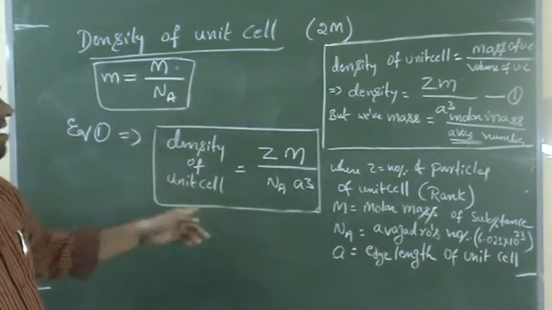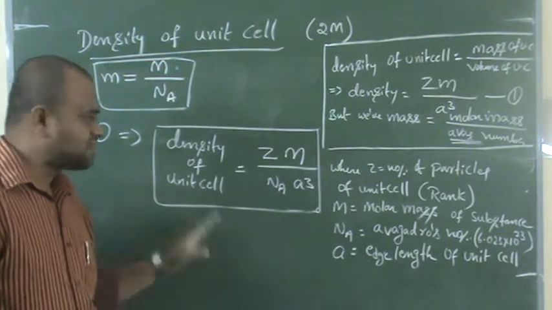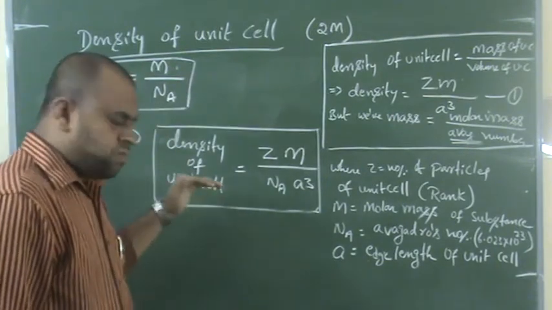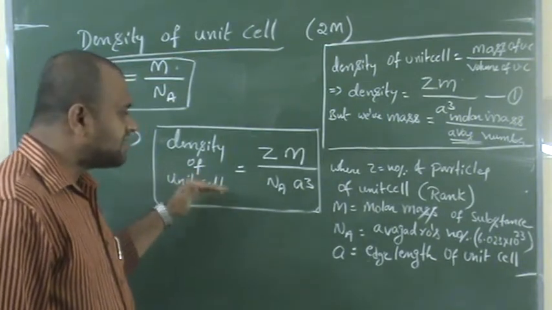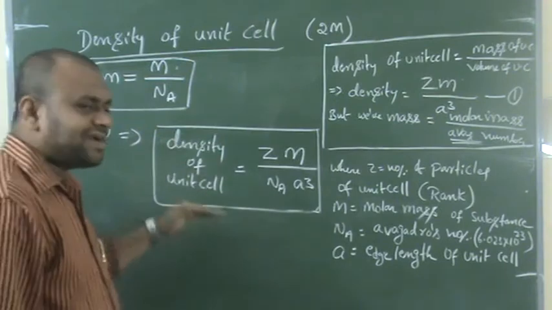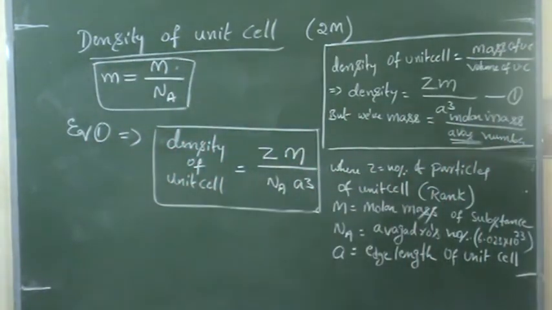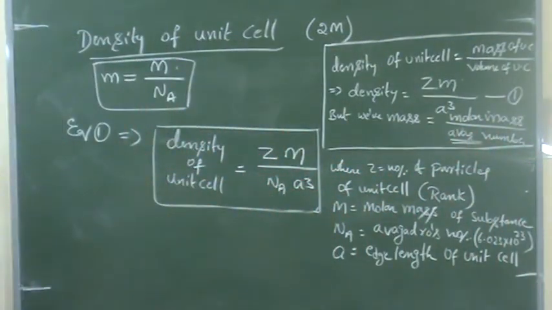So this is the derivation for the density of the unit cell. In exams they won't ask the derivation, but they will ask numericals based on the density. Make a note of it. I will do two to three problems based on density. Make a note of it.